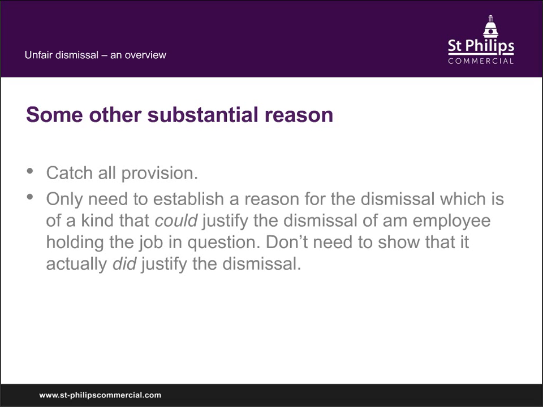In order to show some other substantial reason, it's only necessary to establish a reason for the dismissal which is of a kind that could justify dismissal of an employee holding the job in question. You don't need to show that it actually did justify the dismissal. It sounds a bit odd, but the distinction is important because once the employer shows it had a potentially fair reason, the tribunal then looks at whether the employer followed a fair procedure and whether the decision to dismiss for that reason was within the range of reasonable responses. So deciding whether the dismissal was justified isn't part of the test.